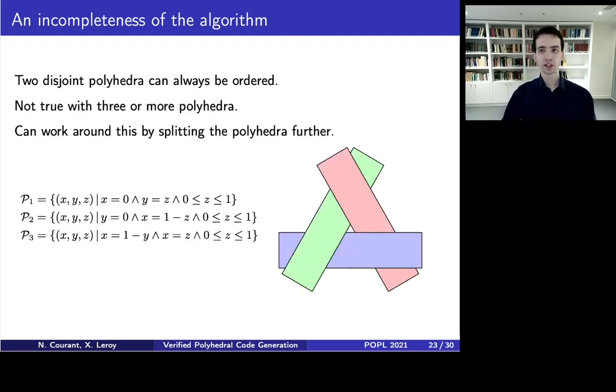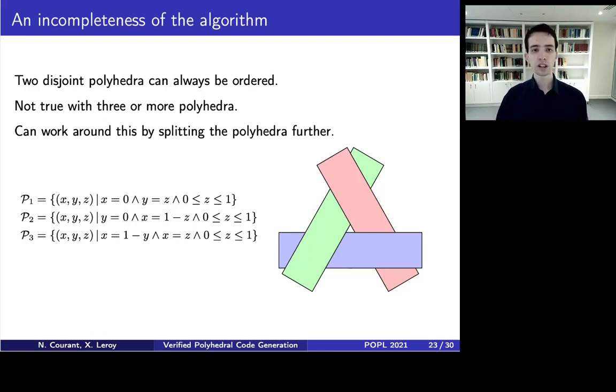During our formalization of the algorithm, we found an incompleteness of this algorithm. Indeed, while it is known in the literature that two disjoint polyhedra can always be ordered, this is not true with three or more polyhedra. In this example, the red polyhedron must be ordered before the green one, which must be ordered before the blue one, which itself must be ordered before the red one.